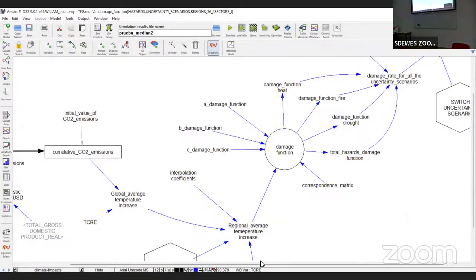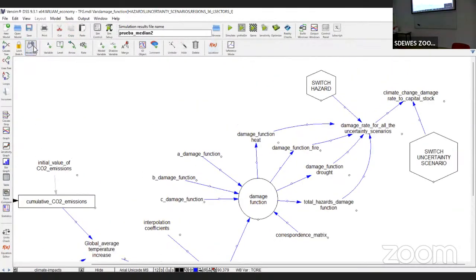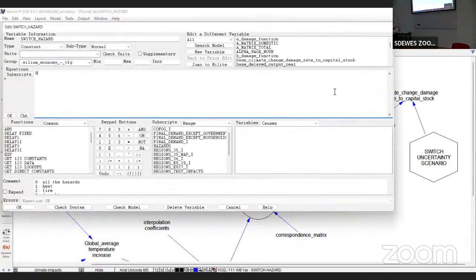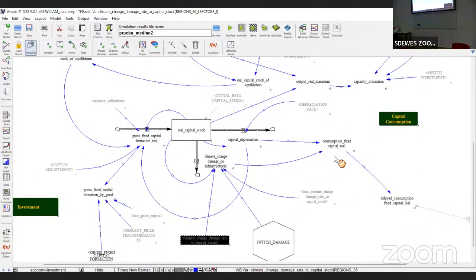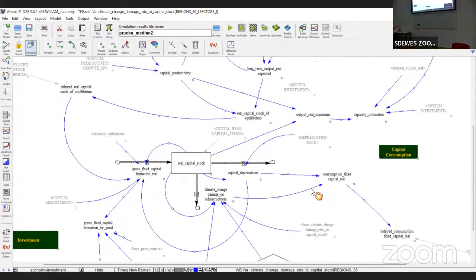So here we have a switch that allows to define which hazard you want to activate. You can activate all the hazards because we consider that they are independent among them. So we can sum the damage and the uncertainty scenario. Okay, and then this final damage function enters here in the capital set.